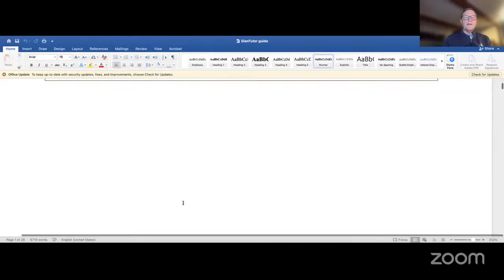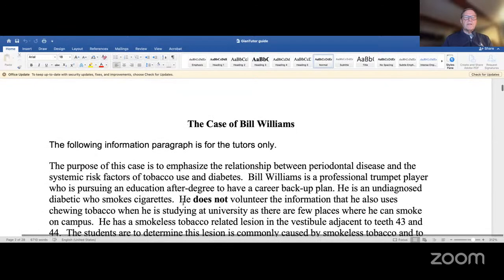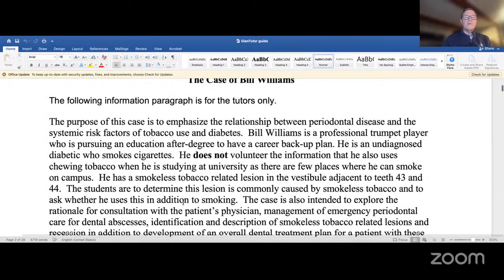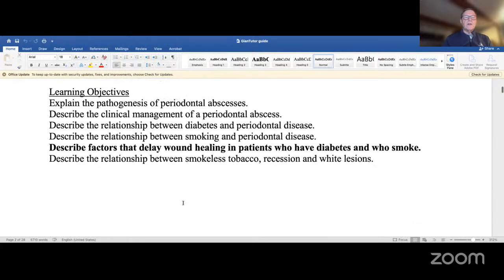Every year we try to update these. There is some information for the tutors that I have here. The learning objectives are good to know. This is mainly for the tutors, but now this group needs to know what the purpose of this case is and what the learning objectives are.